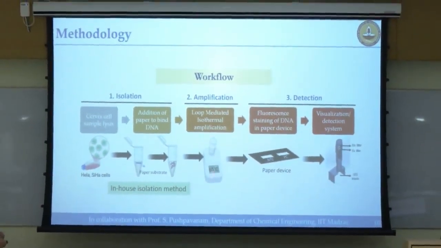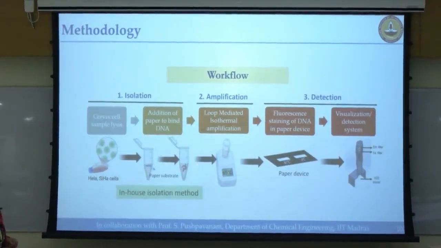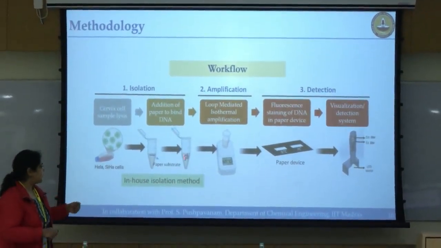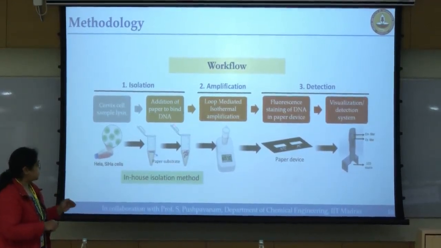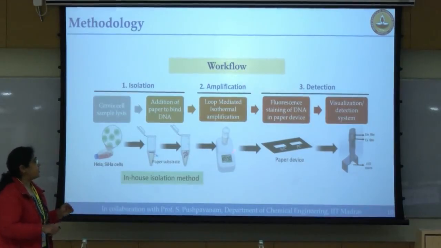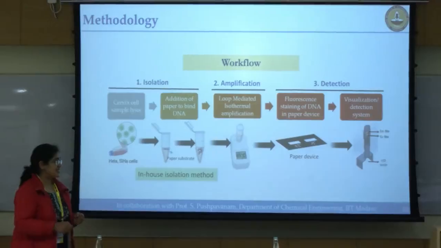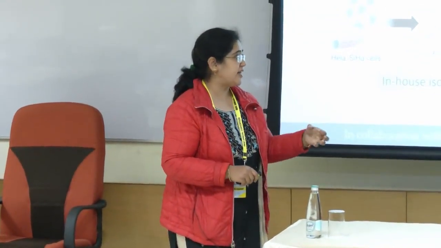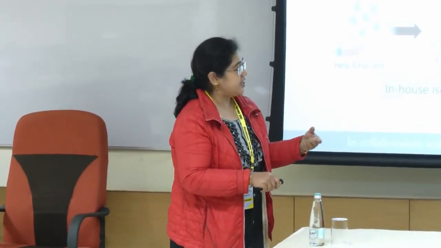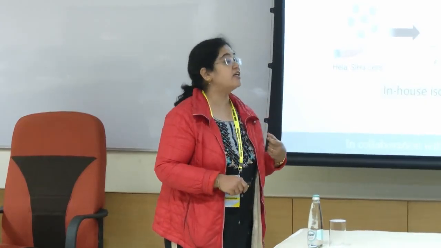We have an in-house method of isolation. First, we do the DNA isolation on a paper-based substrate. Then from there we use loop-mediated isothermal amplification, that is LAMP amplification. The next step is detection using different kinds of fluorescent staining. And this is the device in which you can directly insert the paper device and see whether the signal is there or not.